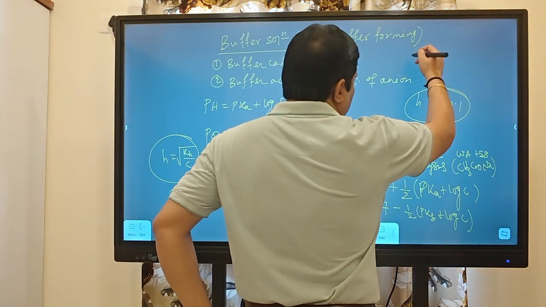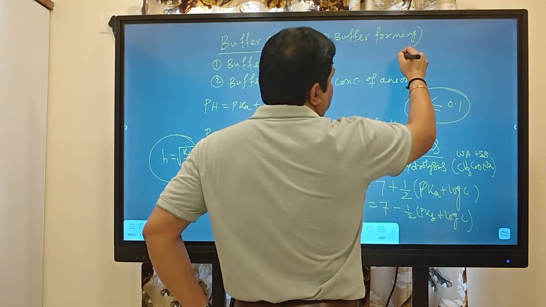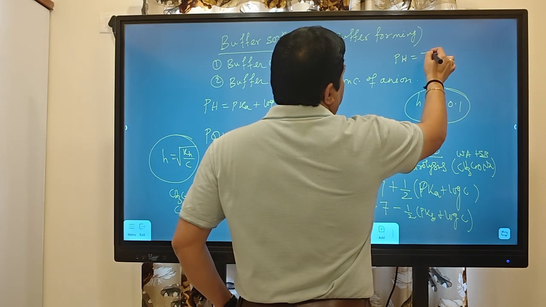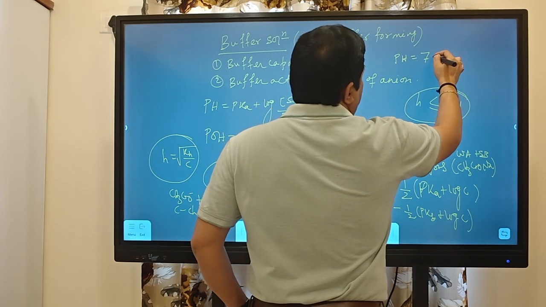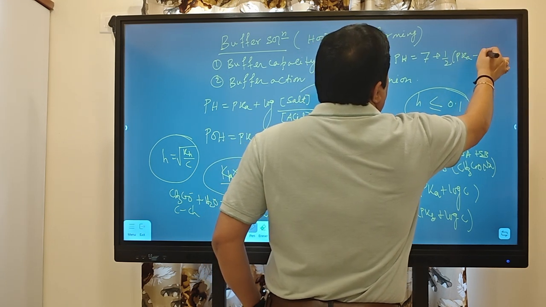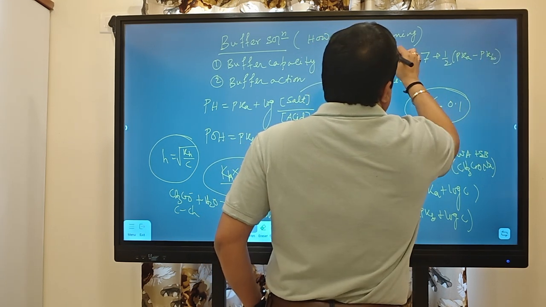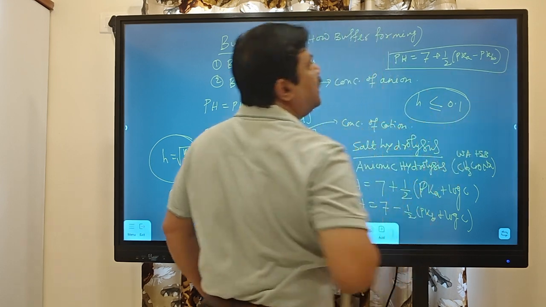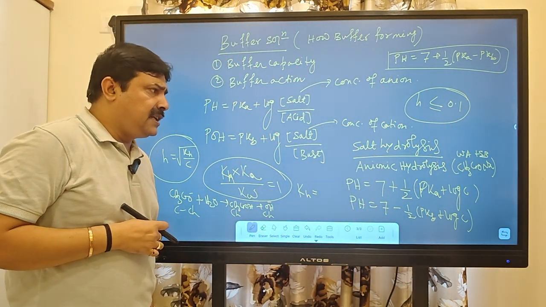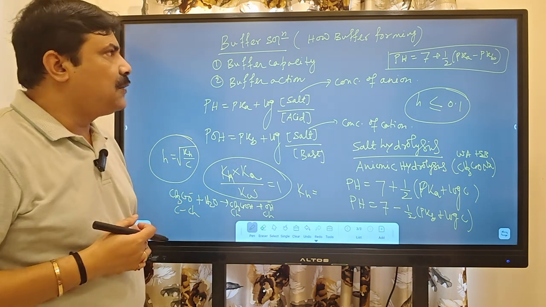And if the salt is a combination of weak acid and weak base, that means both cationic and anionic hydrolysis, pH will be equal to 7 plus half of pKa minus pKb. This way also, directly Ka and Kb will be provided, and you can calculate that. This is salt hydrolysis related things, you will revise that way.